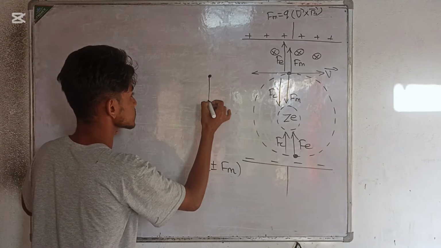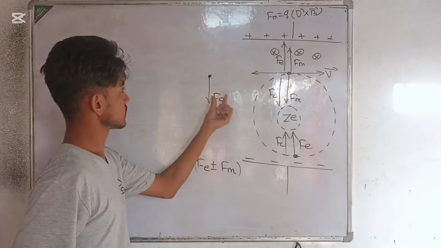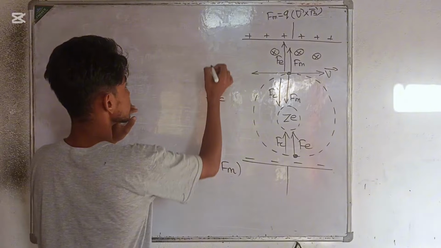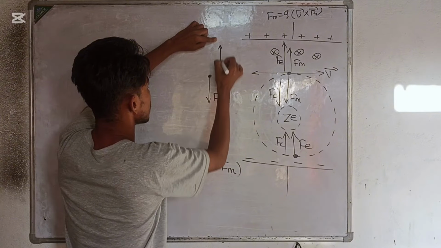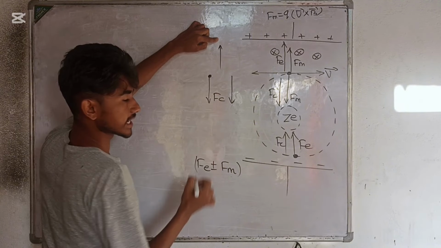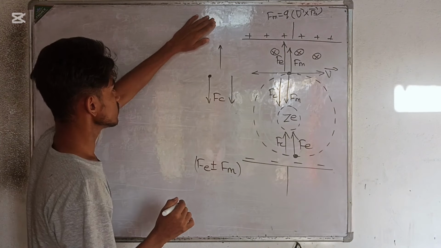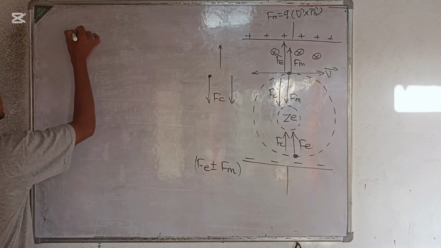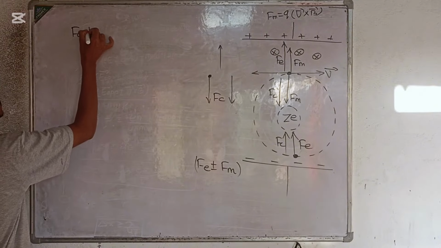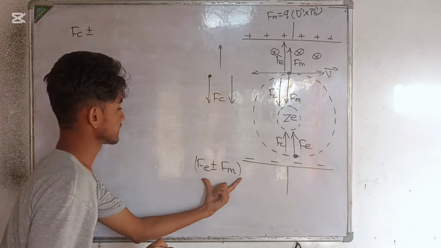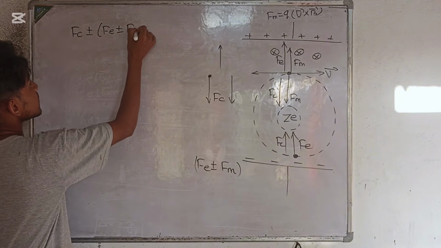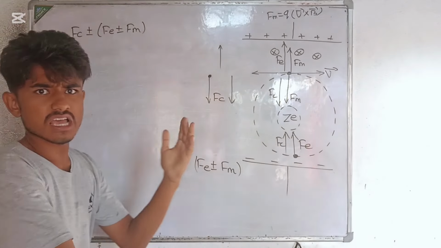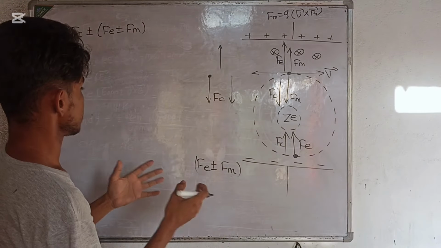The centripetal force is always acting towards the center if this is the charged particle, and the resultant force could be in this direction, in the upward direction, opposing it, or supporting it, right? So the net force acting upon the charged particle can be written as the centripetal force plus minus this much force, Fe plus minus Fm. You can write both Fe plus minus Fm or Fm plus minus Fe. It doesn't make any mistakes.